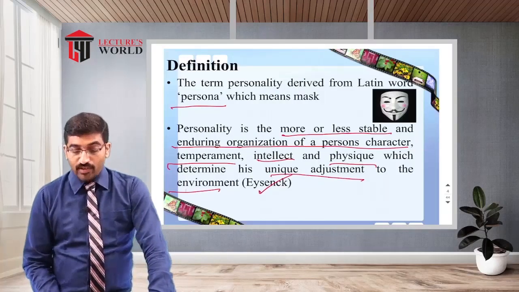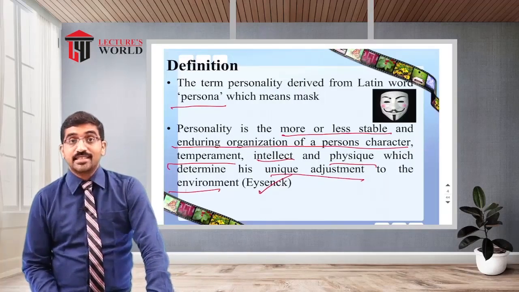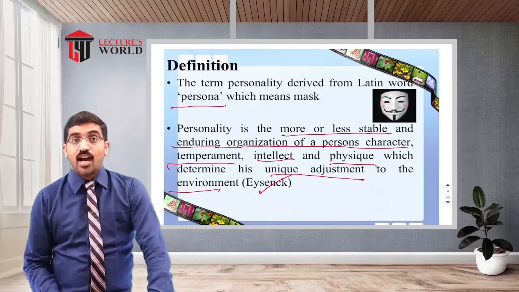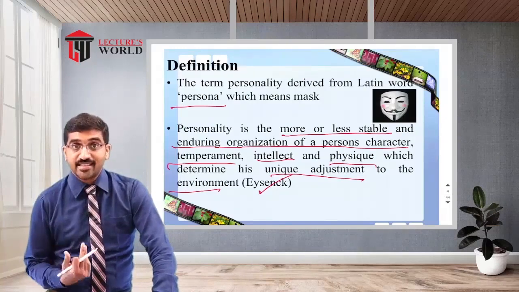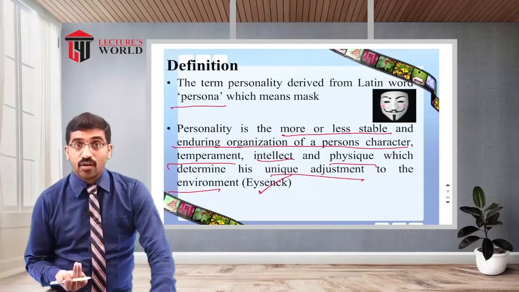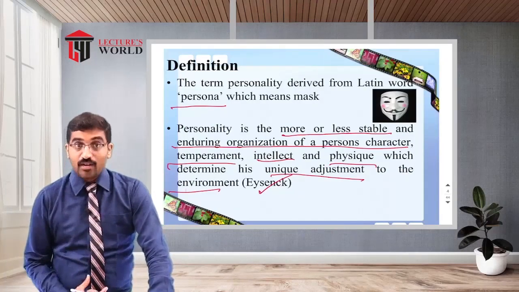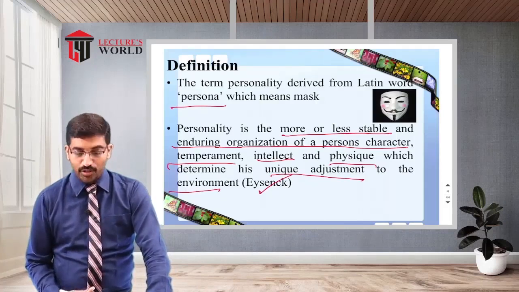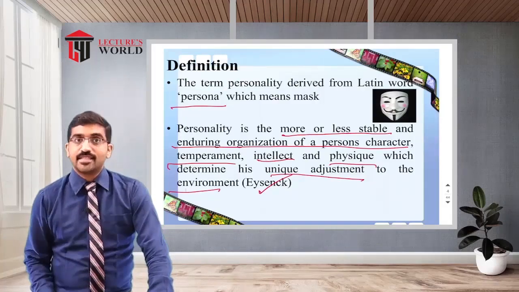So what is personality? It is a person's character, temperament, and behavior: how he behaves, how his character is, how he looks, how he talks, how he communicates, and also his intelligence and physique, everything, and how he is going to adjust to human life or people. This is personality.